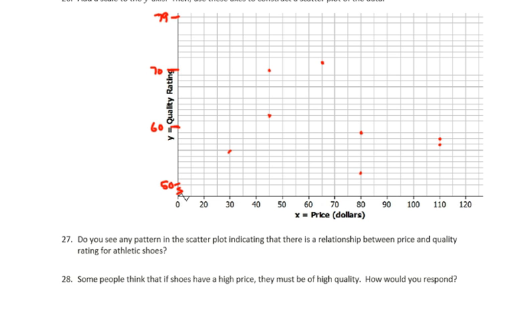At this point, if you want to just fast forward the video and you're comfortable filling this in, that would be okay too. 110 and 51 and 70 and 51. So this is our scatter plot. Do you see any pattern in the scatter plot indicating there's a relationship between the price and quality rating for athletic shoes?